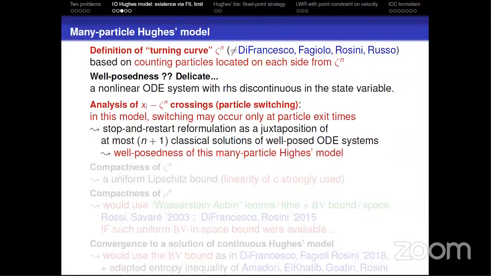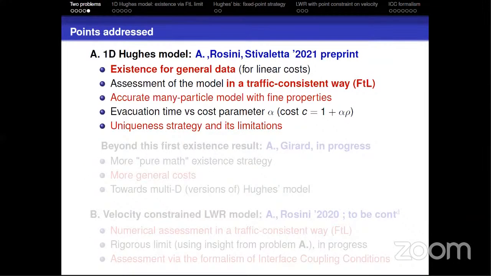And this permits somehow to reduce this strange ODE system to a stop and restart formulation, as a juxtaposition of at most n+1 classical solutions of well-posed ODE systems with continuous right-hand side. And therefore, you have well-posedness of this many-particle Hughes model. So now we know everything about discrete solutions, and somehow we have a nice discrete model which can be further discretized in time to do numerics. And we have compactness. Compactness of the turning curves.